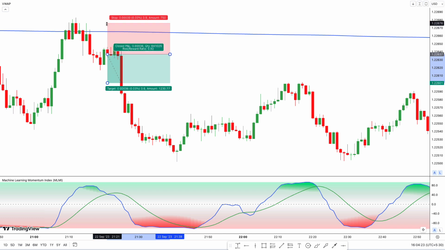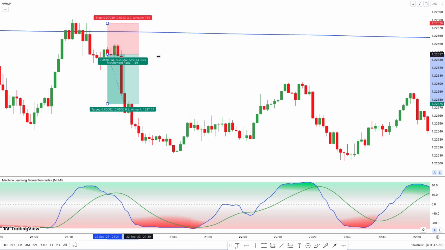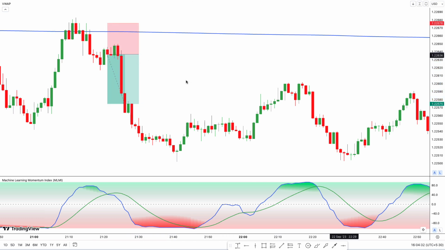To manage your risk, set your stop loss just above the most recent swing high. This ensures that you protect your capital in case the market unexpectedly reverses. As for your target, it is 1:1.5. This strategy allows you to potentially double your gains while effectively managing your risk.